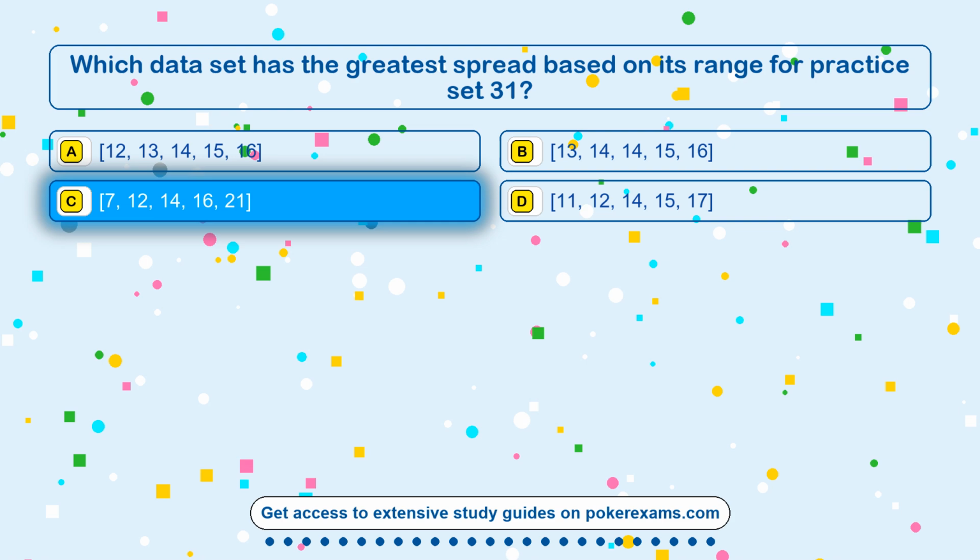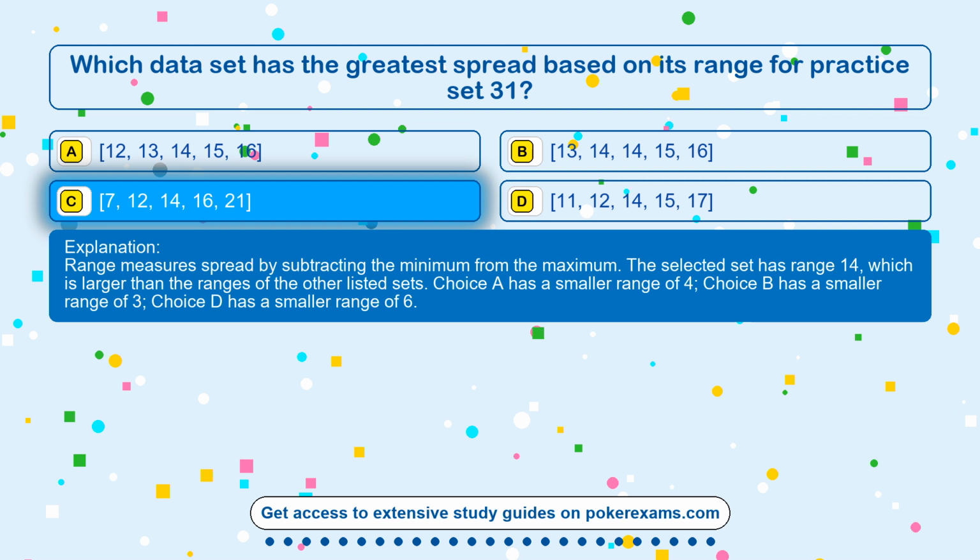The correct answer is option C, 7, 12, 14, 16, 21. Range measures spread by subtracting the minimum from the maximum. The selected set has range 14, which is larger than the ranges of the other listed sets. Choice A has a smaller range of 4, choice B has a smaller range of 3, choice D has a smaller range of 6.